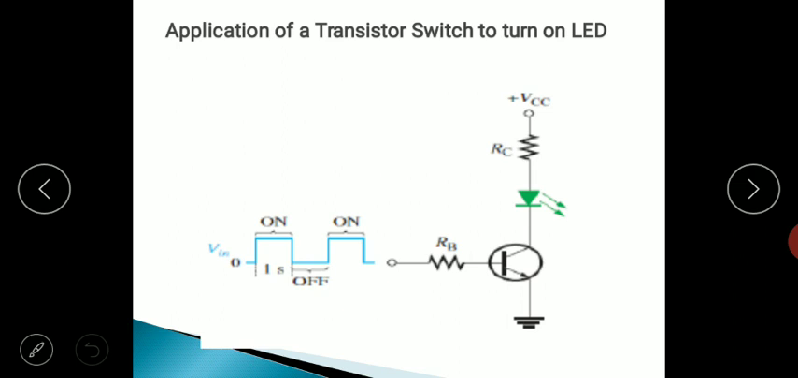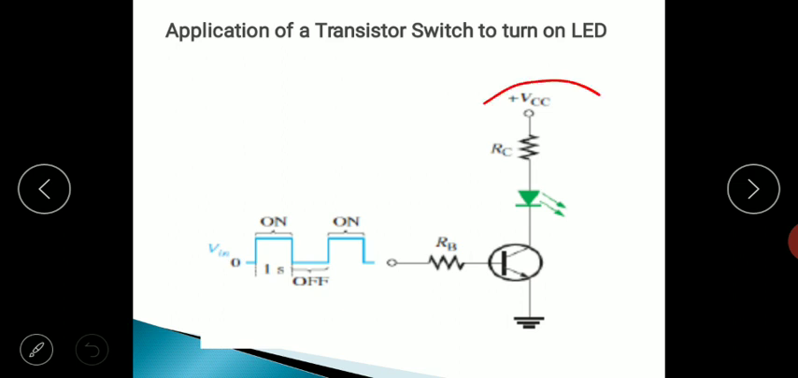So already I have studied in the first module, LED stands for what? Light emitting diode. Whenever a current is made to flow through it, it emits light. That is the principle you already studied. Now we'll see how we can turn on and off this LED by using a transistor switch.